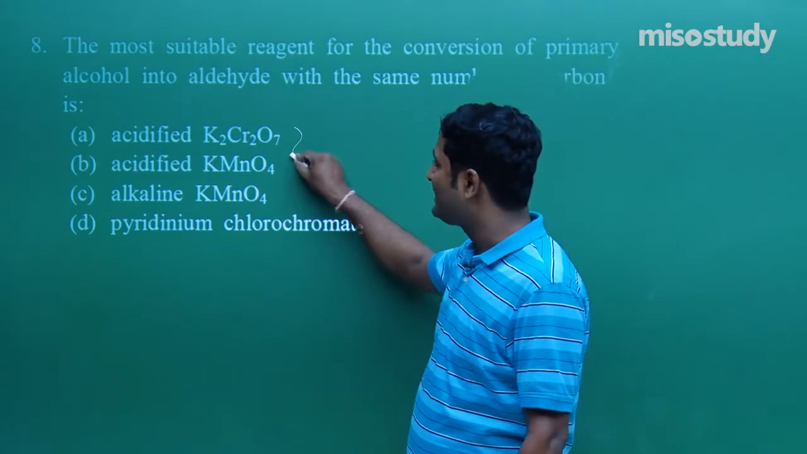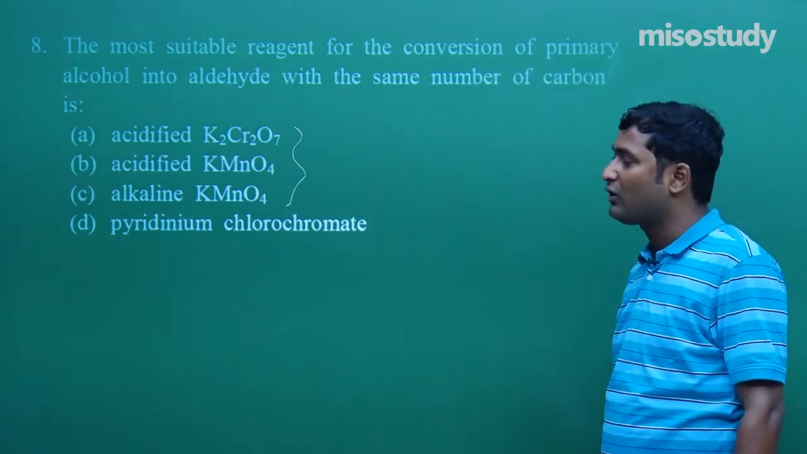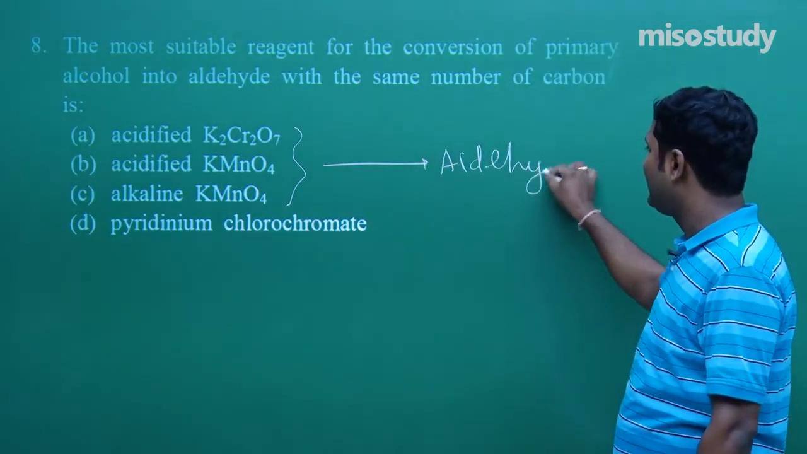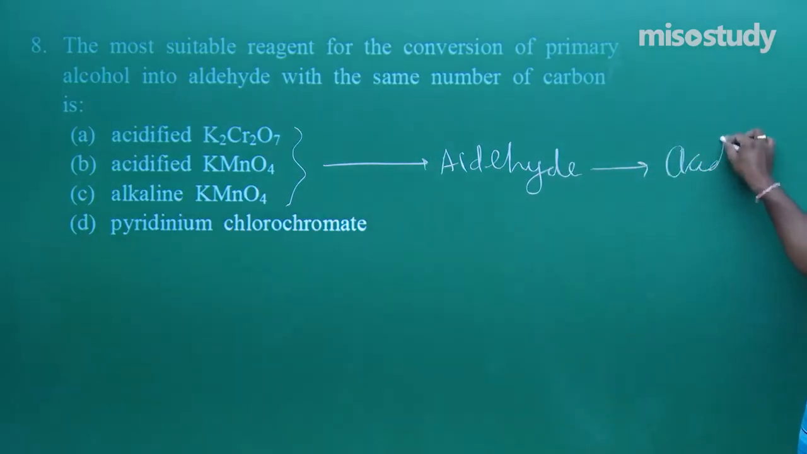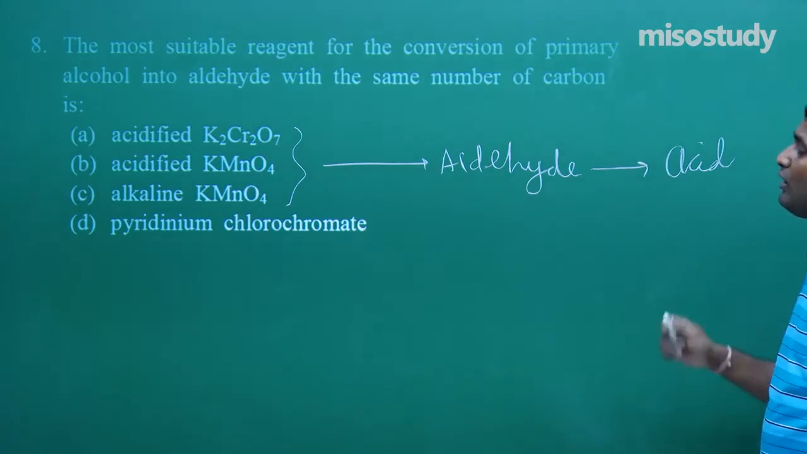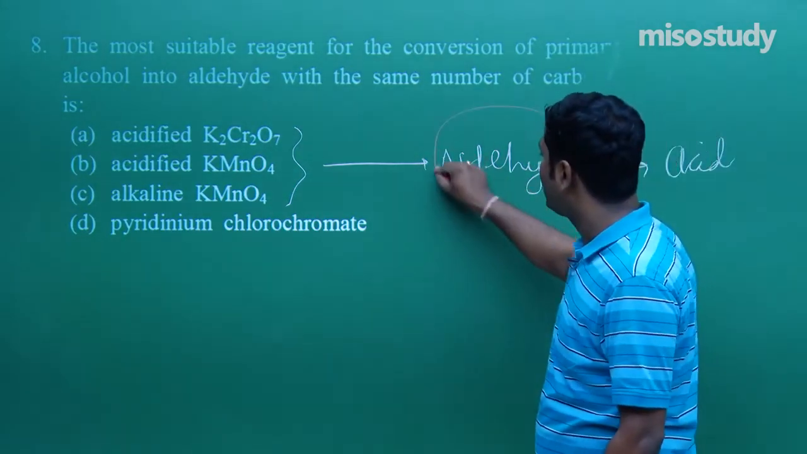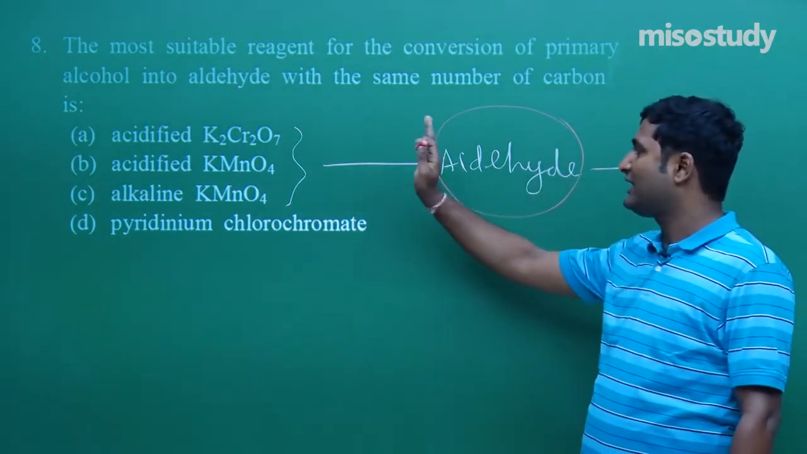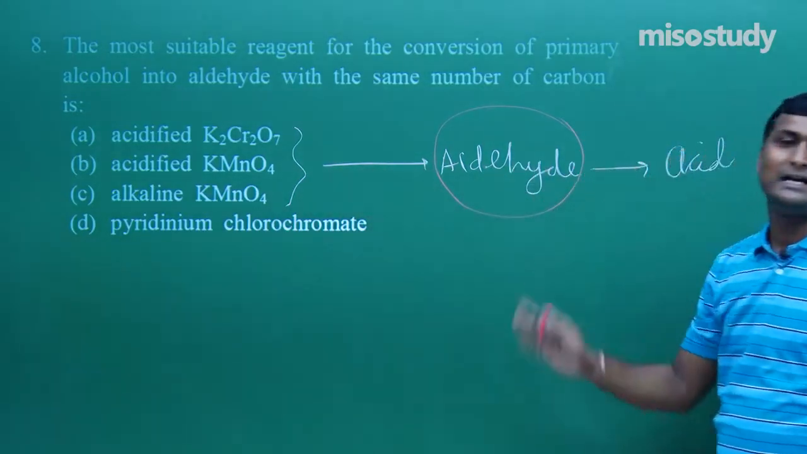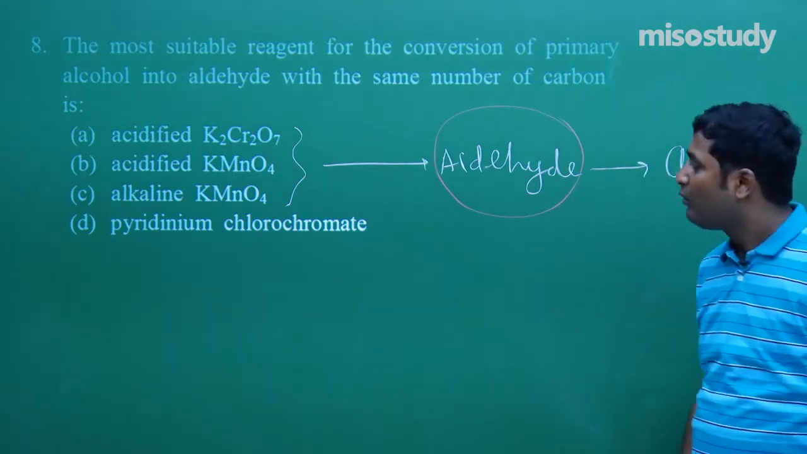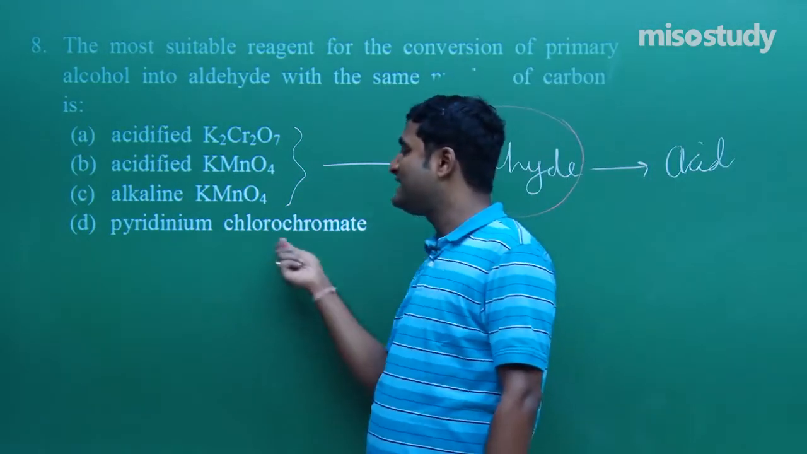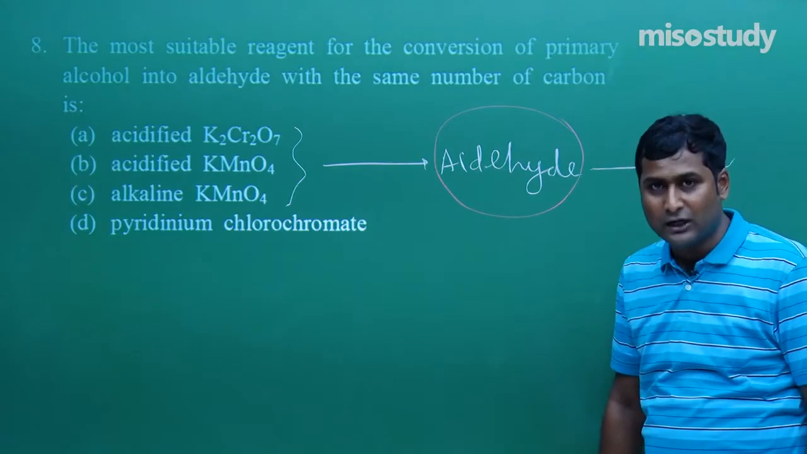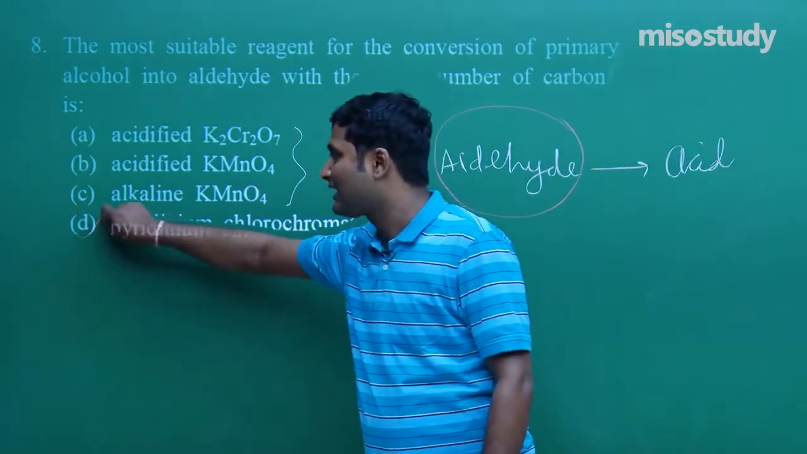If I use acidified K2Cr2O7, acidified KMnO4 or alkaline KMnO4, then it first forms an aldehyde, and then it will be converted to acid, that is, carboxylic acid. Clear? So the best reagent to restrict the conversion of primary alcohol to aldehyde only, so that further conversion is not possible, is PCC. There are many more reagents also, but among them PCC is the correct option. So for question number 8, D is the correct option.